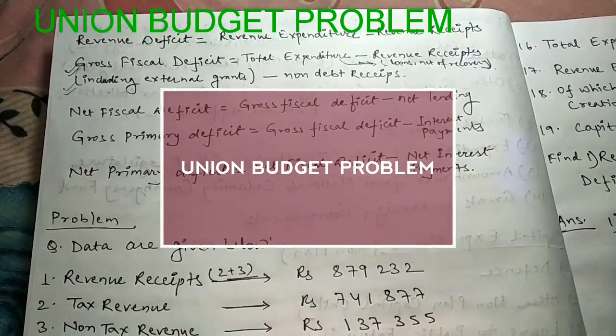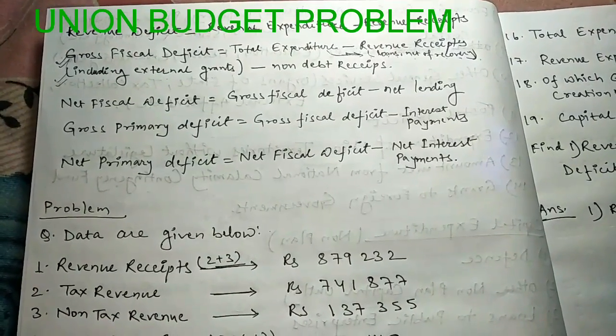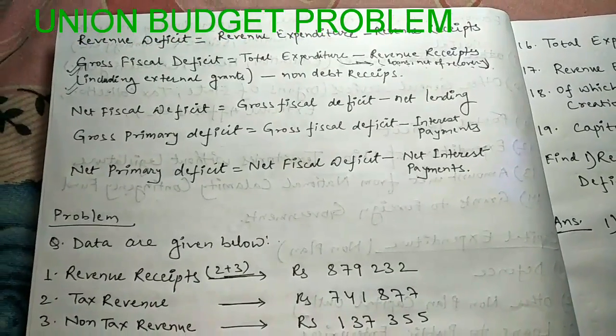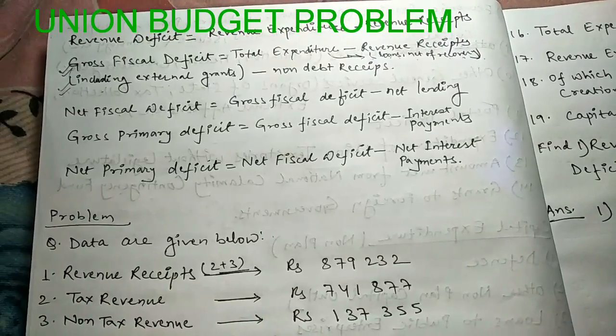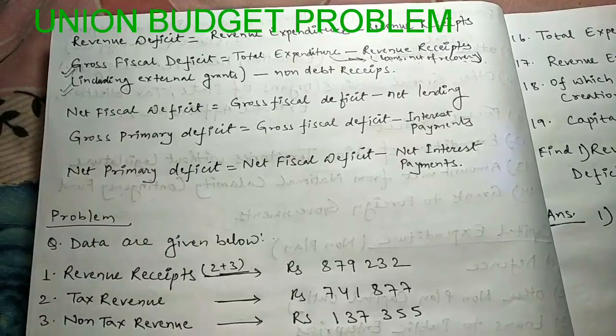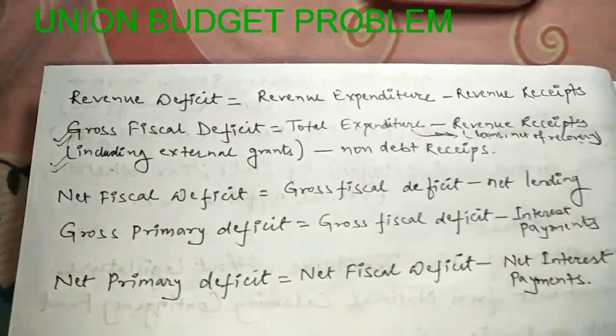Today I am going to discuss the union budget problem, and this is the current type of problem which is coming in examinations nowadays. Earlier it was not coming like this. You have to find out all these things, and I will try my best to tell you something about it. Now I will discuss some formulas.